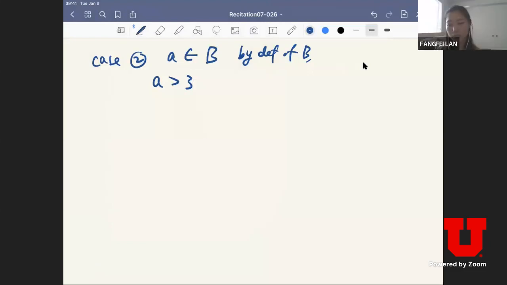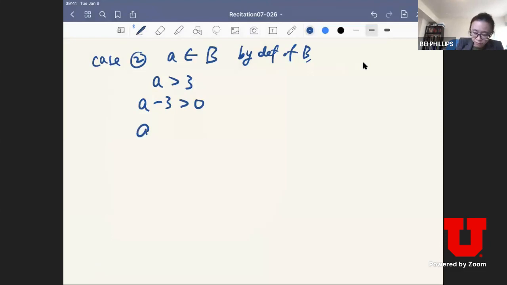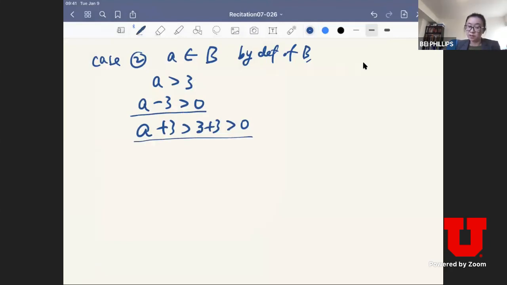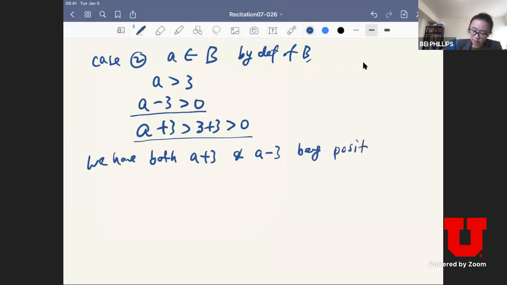Okay. So Dylan in the chat said A minus 3 is greater than 0. Perfect. Right, that is one manipulation. I can also do A plus 3, which is bigger than 3 plus 3, which is bigger than 0. So now I have both A minus 3 is bigger than 0 and A plus 3 is bigger than 0. So I have two positive real numbers.